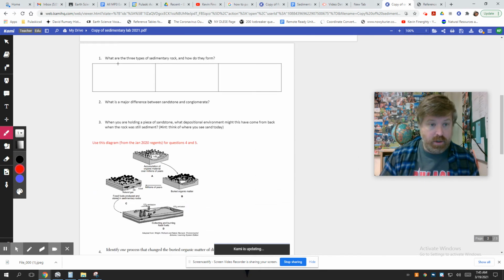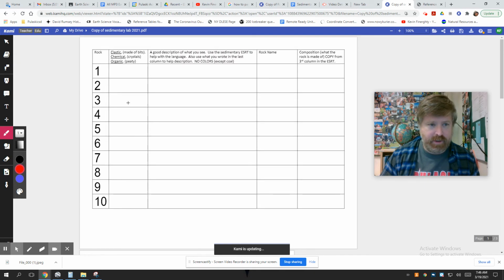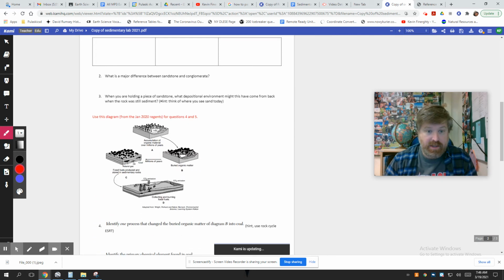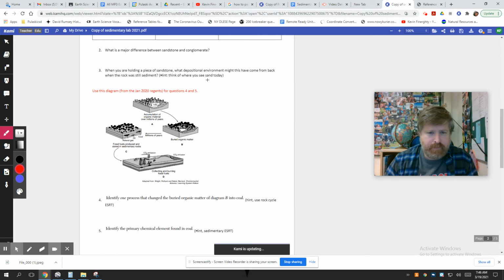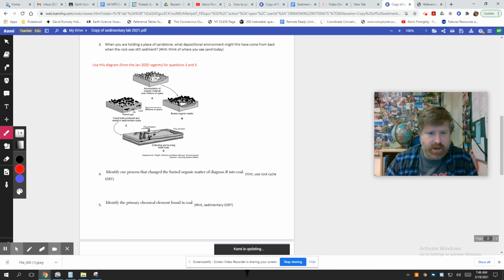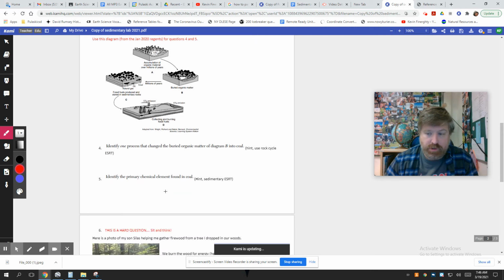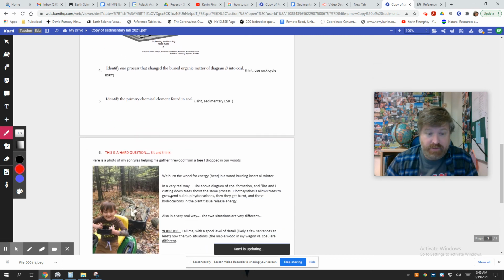All right. What are the 3 types of rock and how do they form? Hint, hint. Go back to the notes. Just tell me how those formed. It's right in there. You'll just look at the 2 on the reference table. You can figure it out. What is sandstone? And then this is from the most recent Regents, in fact, talking about how coal forms. So it's a nice little infographic on how that works. So those 2 questions aren't too bad if you use the reference tables.